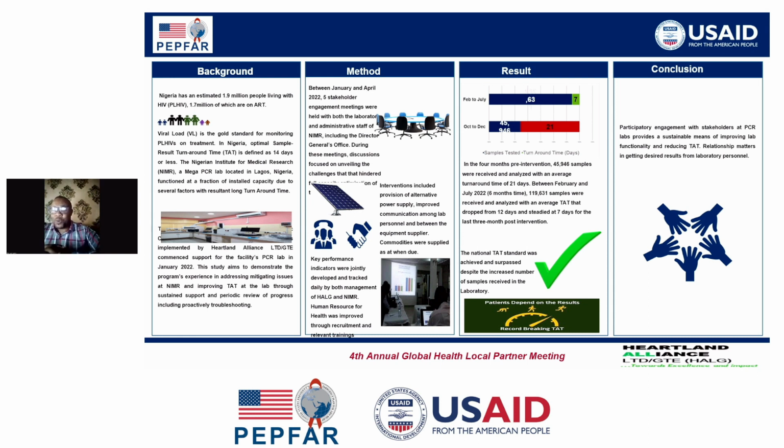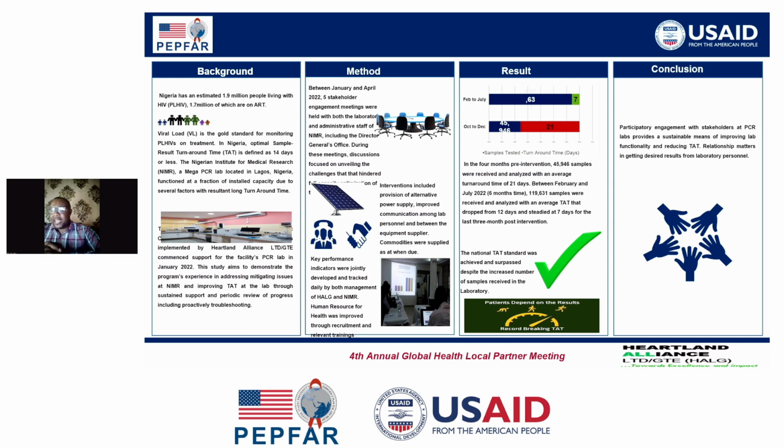So what did we achieve? We saw that before our interventions in terms of having robust, all-inclusive stakeholder engagement, in the preceding months, we at NIMA had assayed 45,946 samples received with an average turnaround time of 21 days. And then between February, when we took over, and July, in 6 months, it has almost doubled from 45,000 to 119,631 samples received within the period.